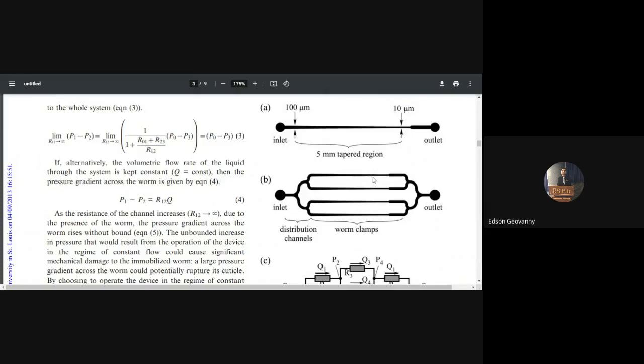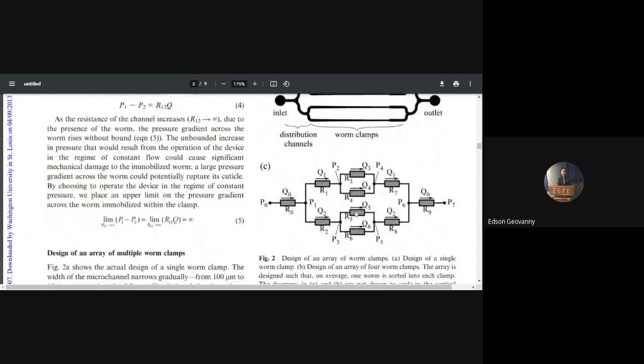Shows the design of a matrix of 4 clamps in each bifurcation. The path of the worm is determined for the flow radio. And in order to analyze the 4-channel flow distribution, it is necessary to follow the distribution of the liquid from the inlet to the outlet.